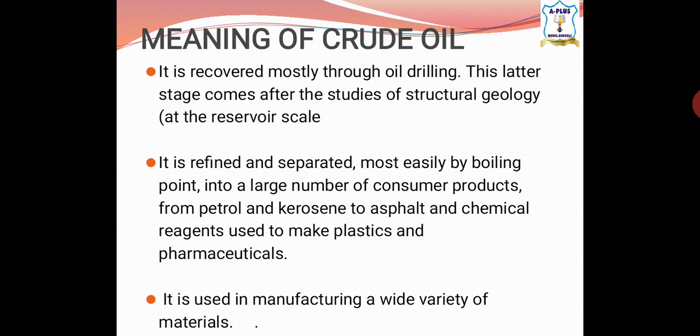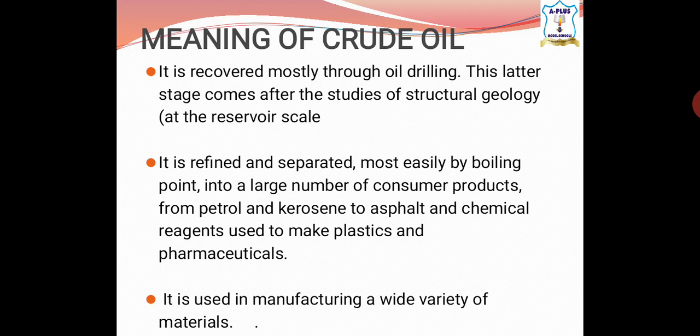Crude oil can be refined and separated most easily by boiling point into a large number of consumer products. That means it can be separated and reproduced into a very large number of consumer products that we can use, from petrol to kerosene to asphalt to chemical reagents used to make plastic and pharmaceuticals. It's just that you have to change the boiling point. As the boiling point goes higher, it will be giving you what? Different products.